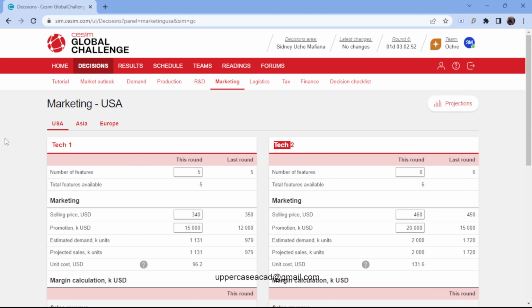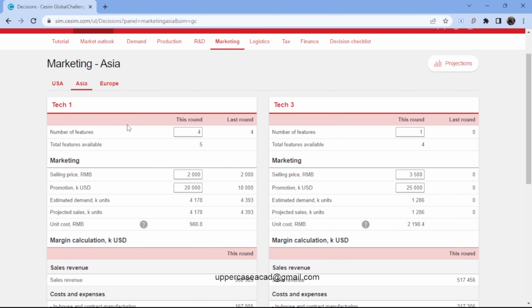As we move to the Asian market, here we'll adjust our marketing strategy for Tech 1 and Tech 3. So for Tech 1, we'll enhance its features by increasing them from 4 to 5. Then this will help attract more customers. Then we'll set our selling price at 2,100 and allocate a promotion budget of 20,000. This will create a strong market presence.